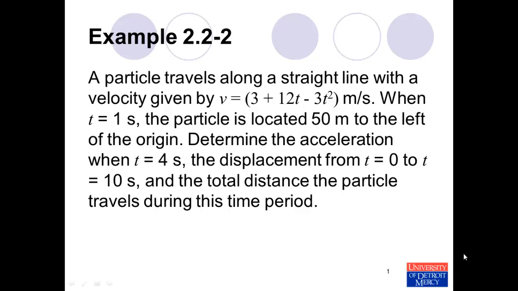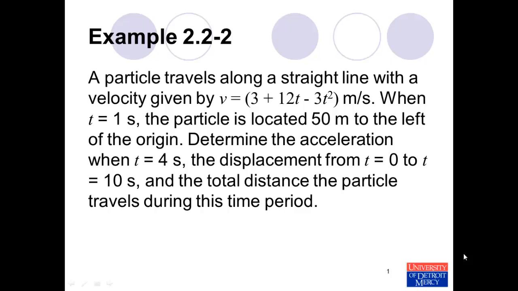This problem is from the textbook Conceptual Dynamics. This is example 2.2-2. The problem statement reads, a particle travels along a straight line with a velocity given by v equals 3 plus 12 times t minus 3 times t squared meters per second. When t equals 1 second, the particle is located 50 meters to the left of the origin.